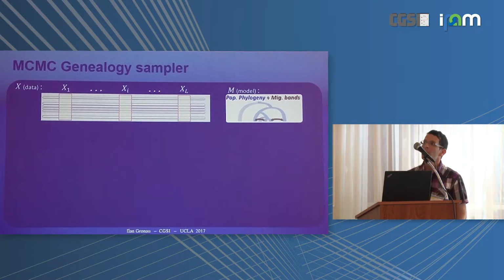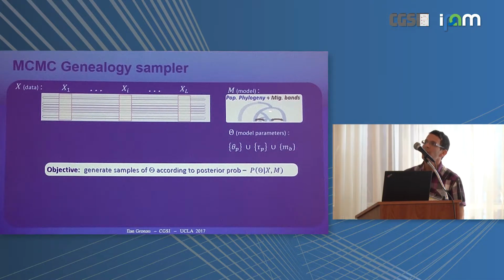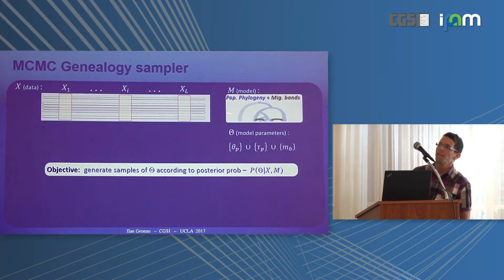That's the tough problem. But say we can make some assumptions about this structure. What we're actually interested in are the model parameters associated with this model: the split times of these internal nodes, these taus. The thetas are the size parameters of the branches, and these m's are the migration rates of these green arrows going between populations.